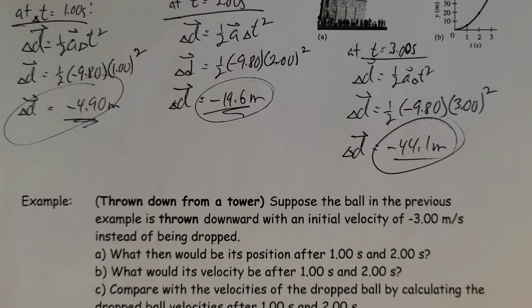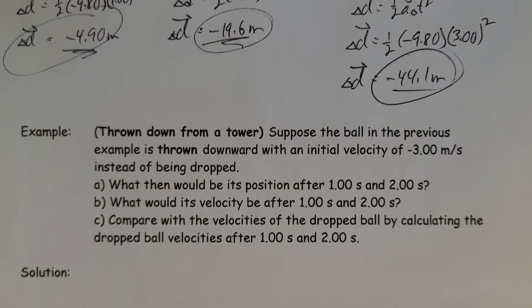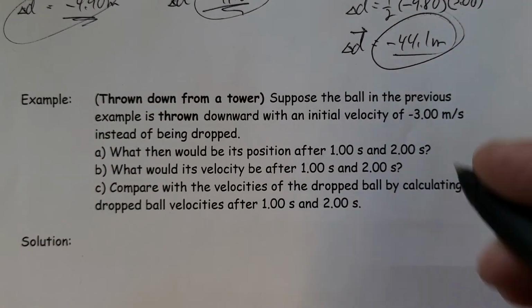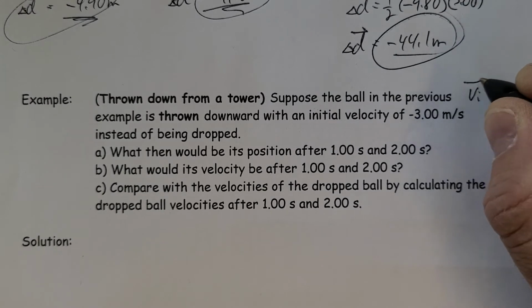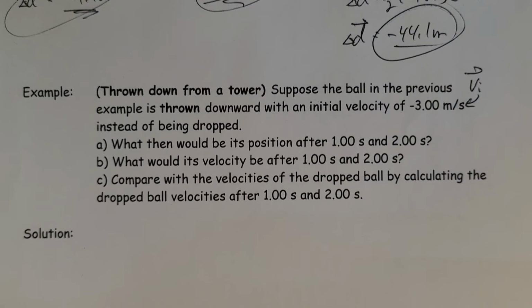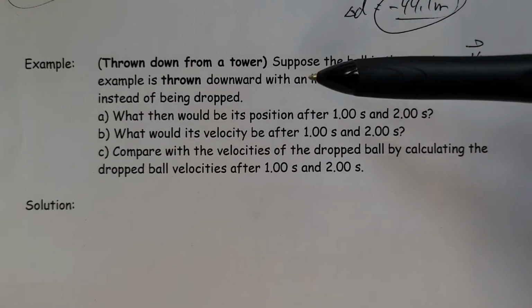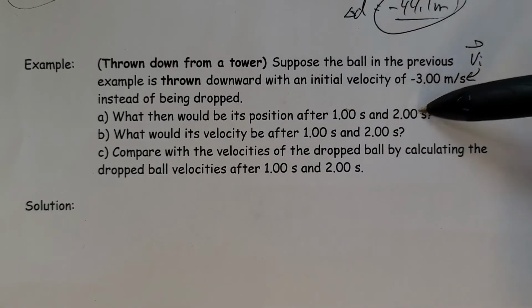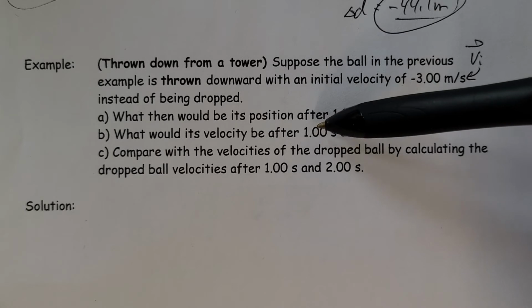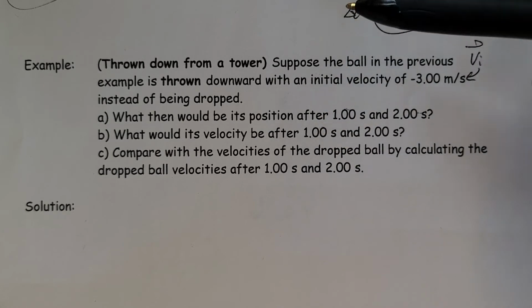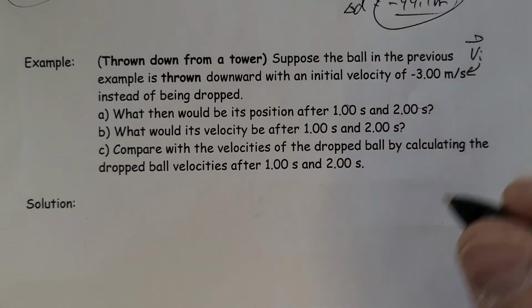Okay, now we'll look at what if we had thrown it from the tower? So instead of having VI equals 0, let's say VI is equal to negative 3 meters per second. What would happen in that case? What would be its position after 1 second and after 2 seconds? What would its velocity be after 1 and 2? And then compare that to what we would have had originally.